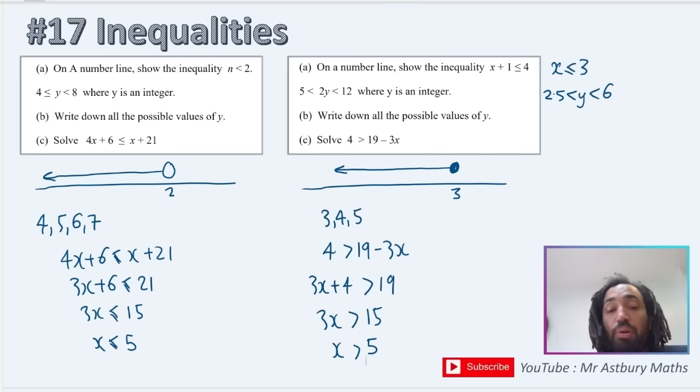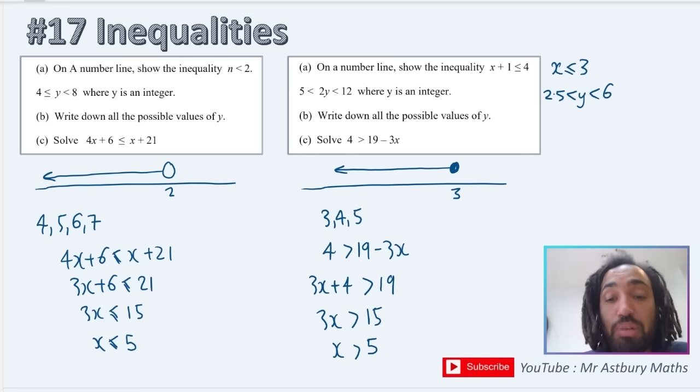Now here's the key point. If ever you have a negative x, if you were to divide or times through by a negative, the inequality sign would switch. So I recommend just moving that negative x to the other side to make it positive, and then solving it like a normal equation.